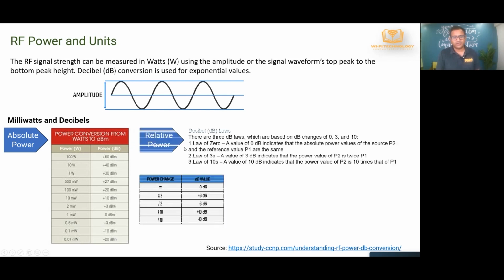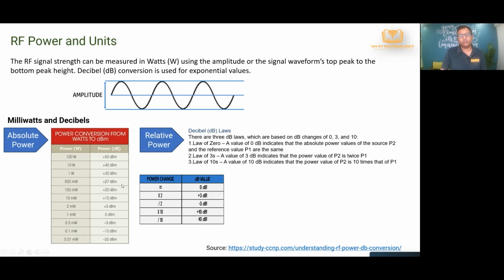And then, what are the things about decibels from a relative point of view? Decibels have an absolute power notation and a relative power notation also, right? The absolute power is here. So 100 watts means 50 dBm, 10 watts means 40 dBm. Normally a Wi-Fi transmitter transmits around 100 milliwatts approximately, so that's about 20 dBm, right? So that's the absolute power measurement.